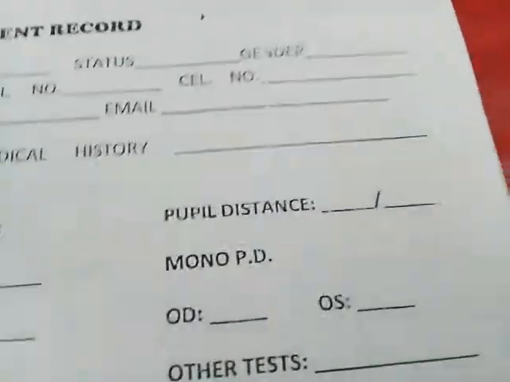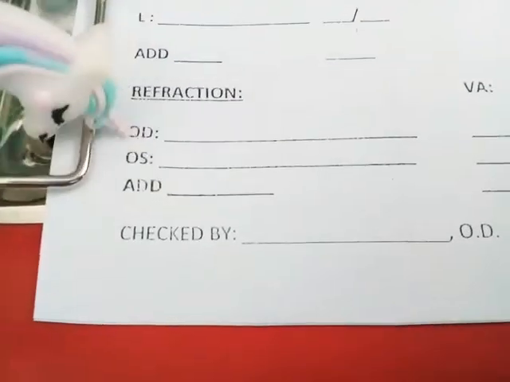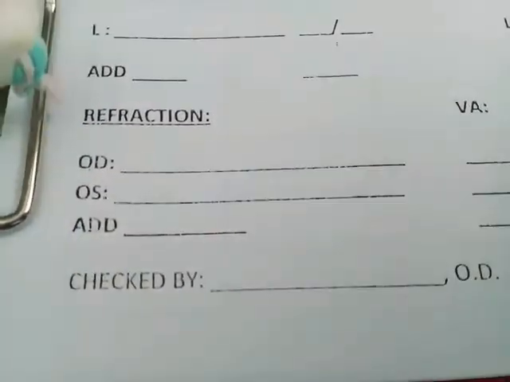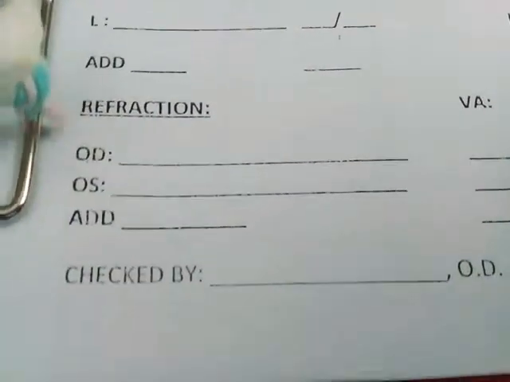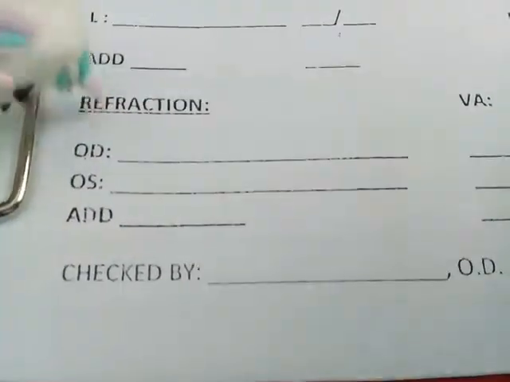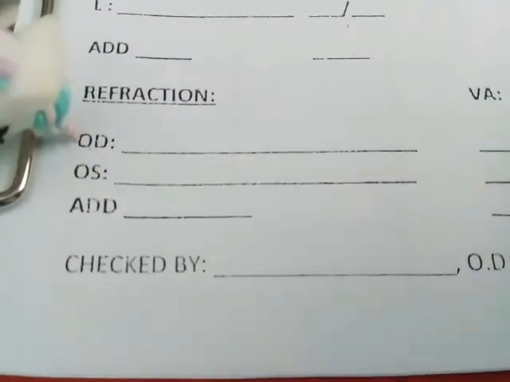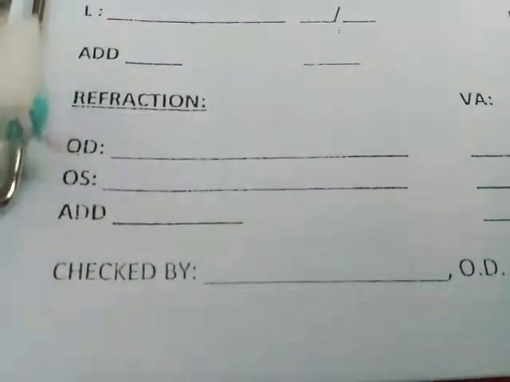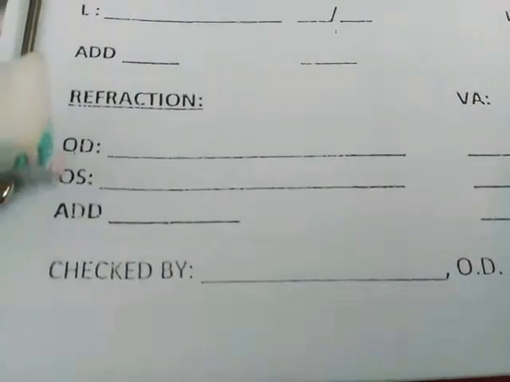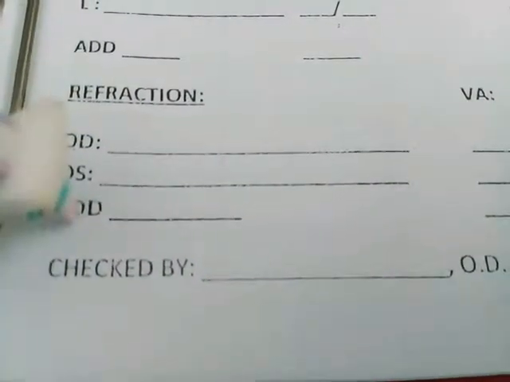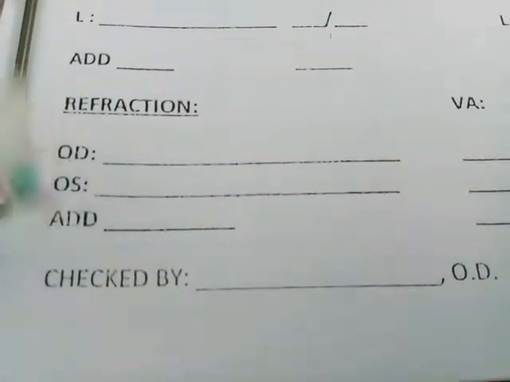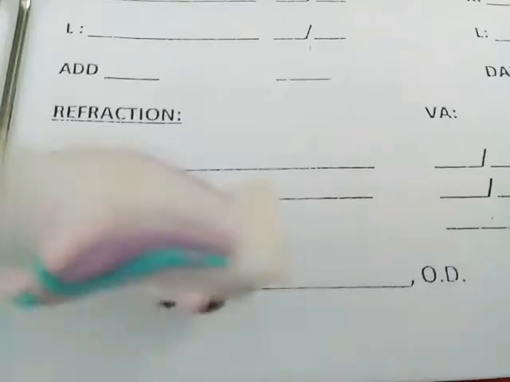And then below we have this VT7 or visual test number 7 for optometrists. So for the refraction, OD again is right eye and OS is for the left eye. Then reading add is for the near. So you will just leave this blank if the patient is below 40 years old. And it is checked by the optometrist, who will sign it here.